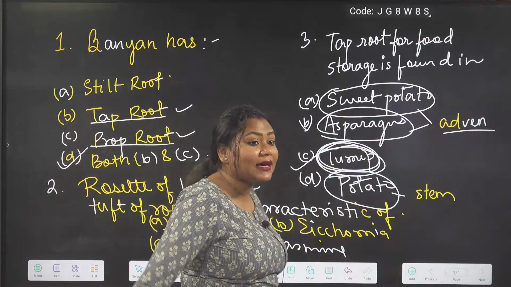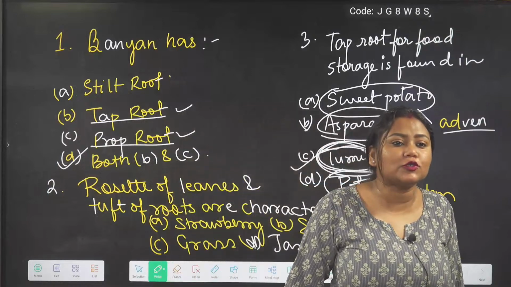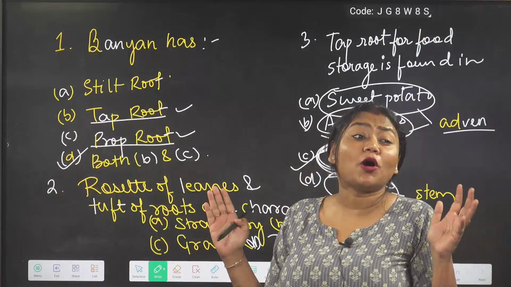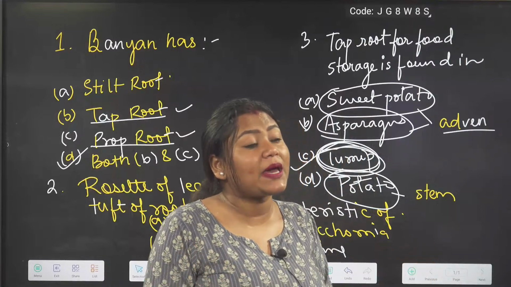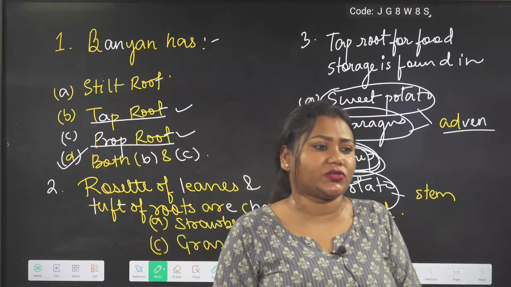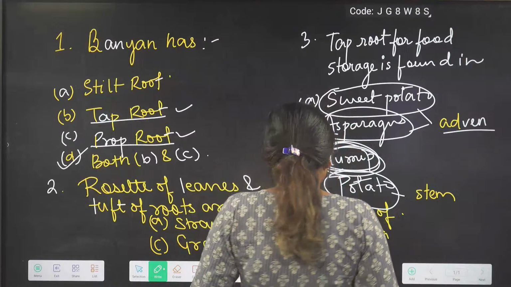Answer is your turnip, taproot for food storage. Those who are saying option D, potato is a stem. Sweet potato and asparagus are adventitious roots. Next.